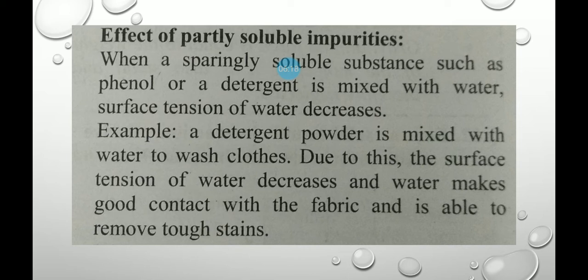When a sparingly soluble substance such as phenol or a detergent is mixed with water, the surface tension of water decreases. For example, we use detergent powder in our daily wash of clothing. That example is taken here. A detergent powder is mixed with water to wash clothes. Due to this, the surface tension of water decreases and water makes good contact with the fabric and is able to remove tough stains.